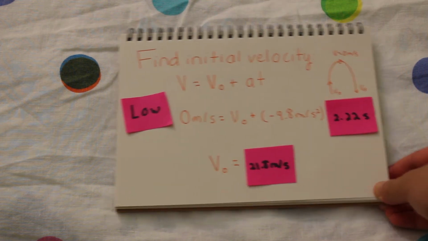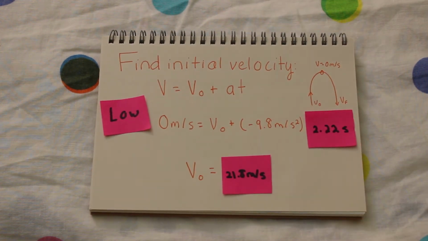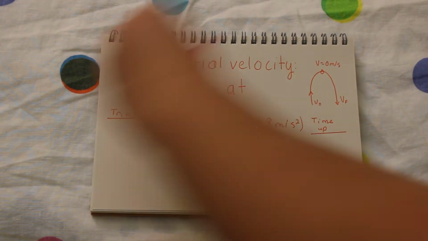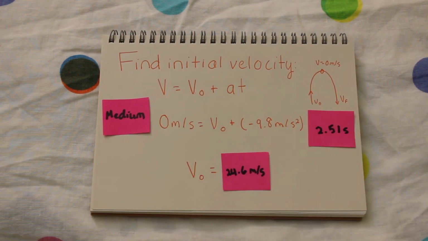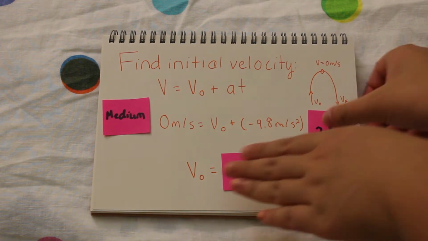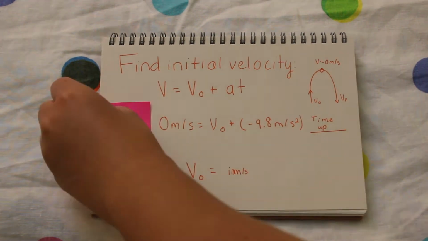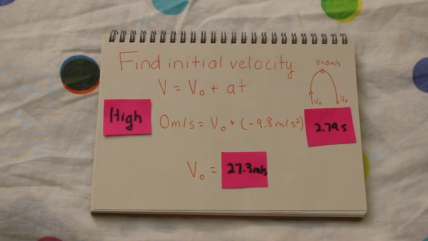For low, it's 2.22 seconds. Therefore, through calculation, you get 21.8 meters per second as your v0 for the low trial. For the medium trial, after plugging in 2.51 seconds, you reach 24.6 meters per second as your initial velocity. For the high trial, after plugging in 2.79 seconds, you reach 27.3 meters per second as your initial velocity.